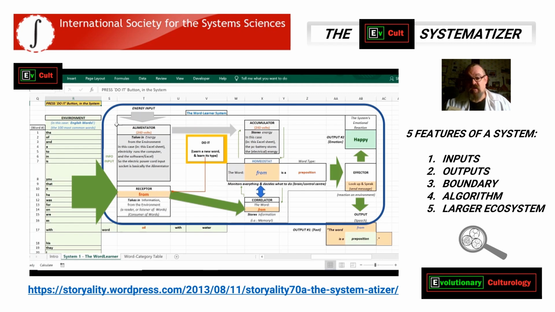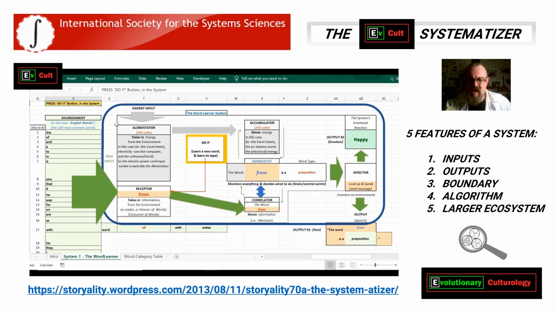But first, let's have a quick look at this little teaching aid. This shows Ev Cult students the main features of a system. You've got your 5 main features: inputs, outputs, boundary, an algorithm or processor inside, and a larger ecosystem. But there's also smaller parts when you zoom in closer to smaller scales in a system, such as your alimentator, your receptor, your accumulator, the correlator, the effector, and then of course you've got your inputs, boundary, outputs, etc.